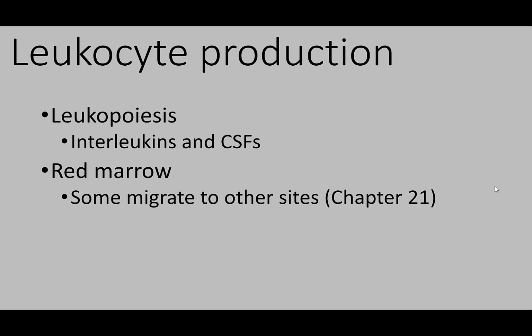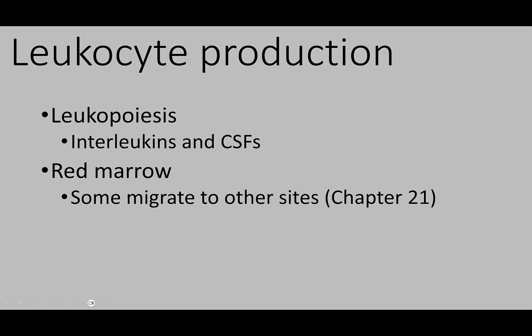So we have talked about production of blood cells, the formed elements, and we called that hematopoiesis. We said if hematopoiesis was specifically making red blood cells, we called that erythropoiesis. But now we're going to talk about when we're making white blood cells, when we're making leukocytes. That process is called leukopoiesis. Leuko, white, poiesis, formation of. So making white blood cells is called leukopoiesis.